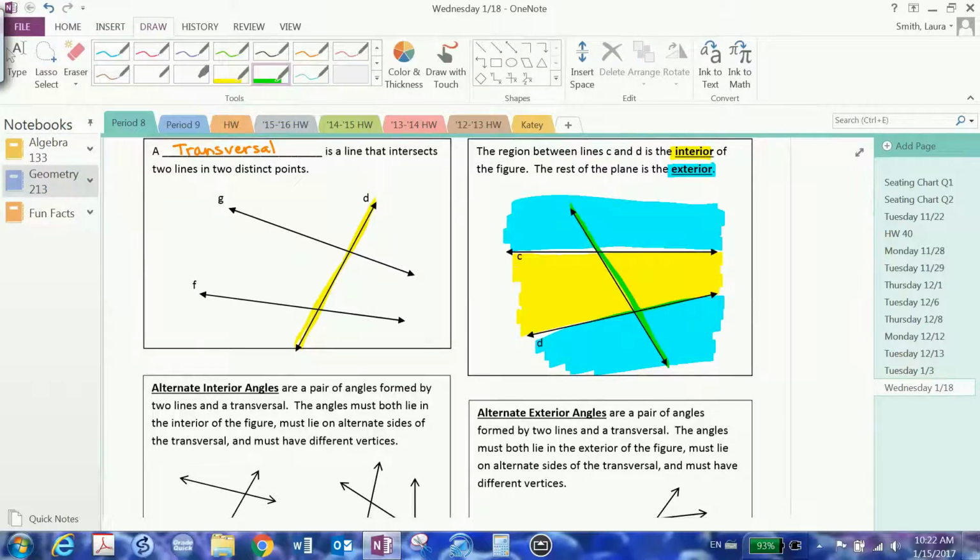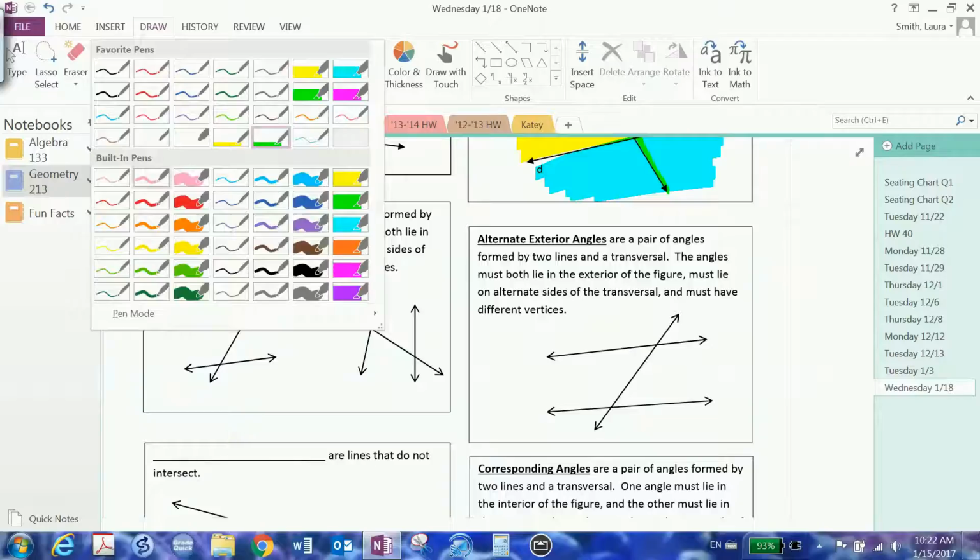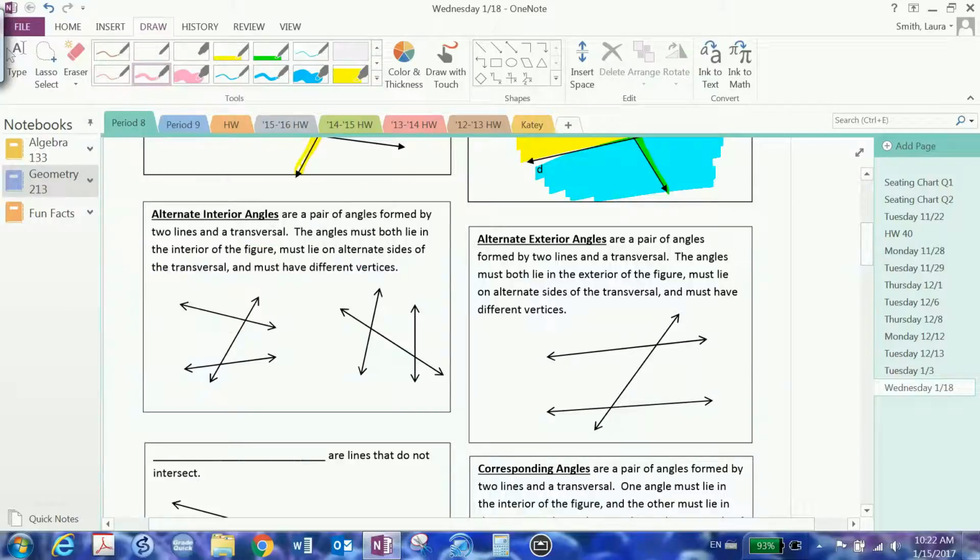So when we have these lines cut by a transversal, we get pairs of different angles that are created by that. So the first types of angles that we want to talk about are alternate interior angles. Alternate interior angles are a pair of angles formed by two lines and a transversal. Okay, so we've got our two lines, basically our sandwich with the toothpick. And the angles both lie in the interior space, so inside the sandwich, but on alternate sides of the transversal. So inside the sandwich, opposite sides of the toothpick.